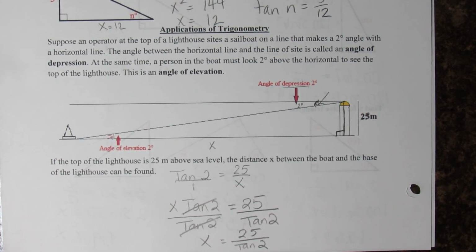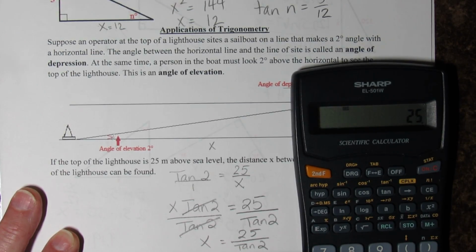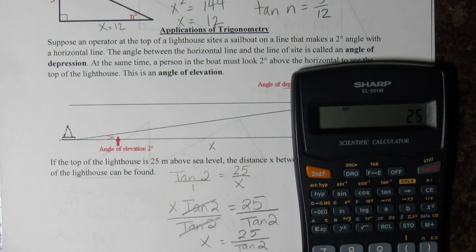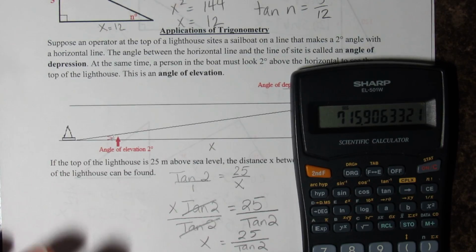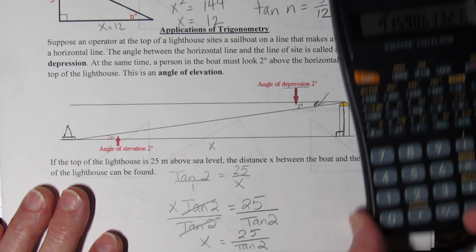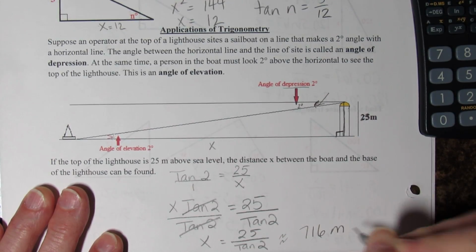Now you've got to punch this into your calculator. You're going to hit 25 divided by, and now you've got to do the tangent of 2. With my calculator, you hit the 2 first, and then you hit the tangent. Then you hit equals, and it tells you about 716 meters from the lighthouse.